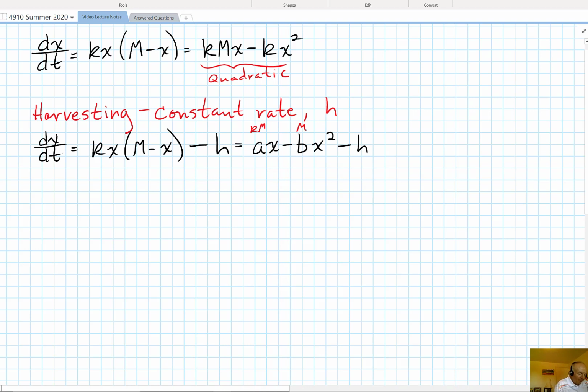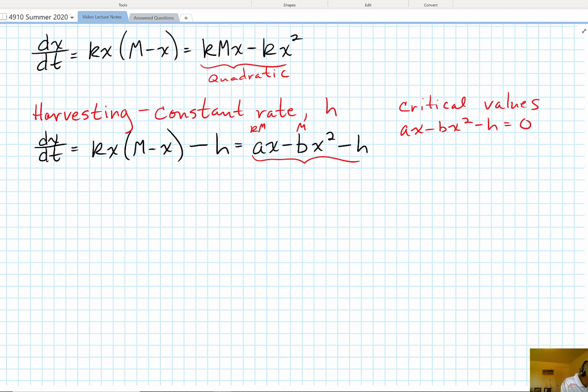So we've got a quadratic. And our critical values are what make this right hand side equal 0, and these are going to be either our stable or unstable solutions. And of course, since it's a quadratic, we know we can solve every single quadratic by factoring sometimes, but we can certainly use the quadratic formula. So we're good to find all of these.